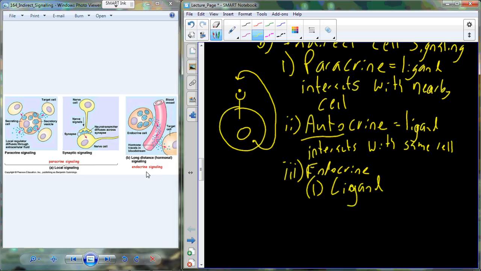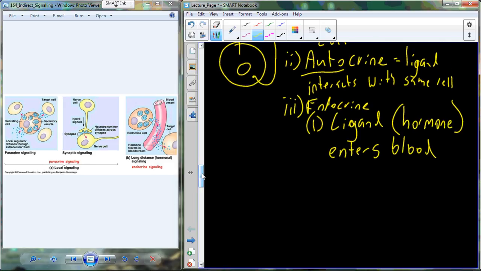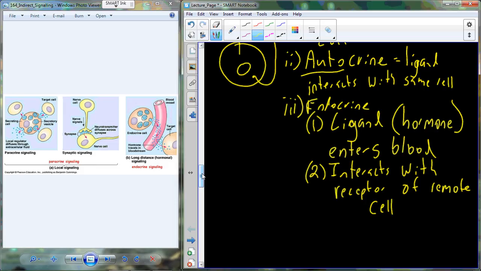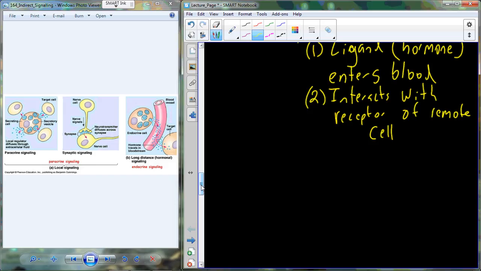So in endocrine system signaling, we have a ligand that we call specifically a hormone that's released from a cell and enters the bloodstream. Then in the bloodstream, that endocrine hormone travels absolutely everywhere throughout the blood and gets distributed in all different corners of the organism, but only certain cells are going to be able to respond because they have the right receptor. So it interacts with the receptor of a remote cell. The cell that responds is always going to be called the target cell. So that remote cell here will simply be referred to as the target cell.